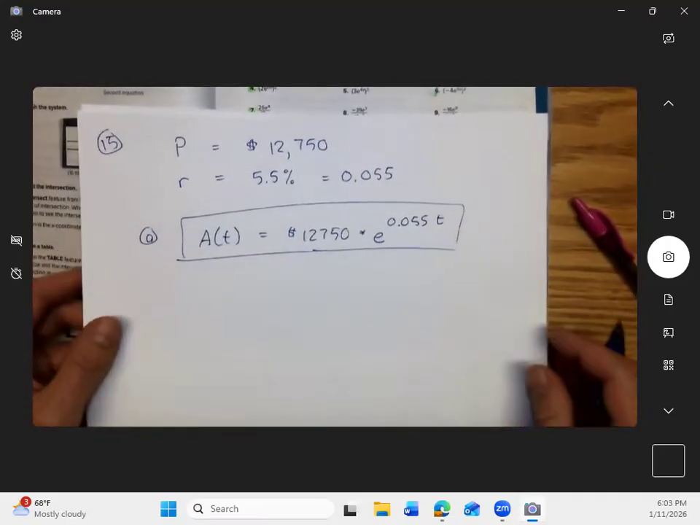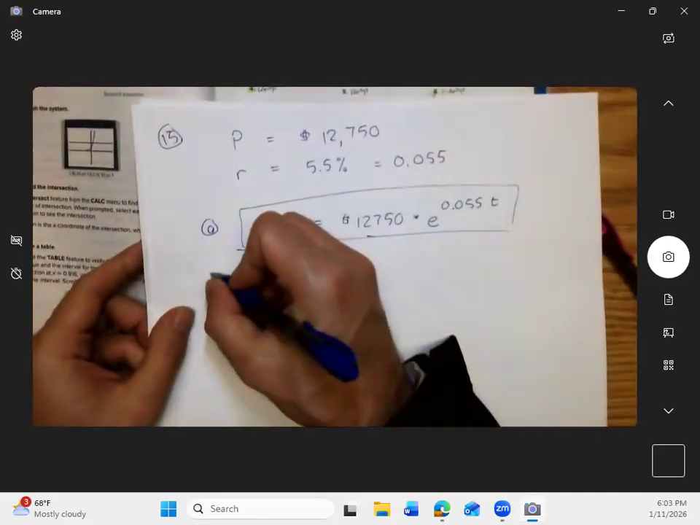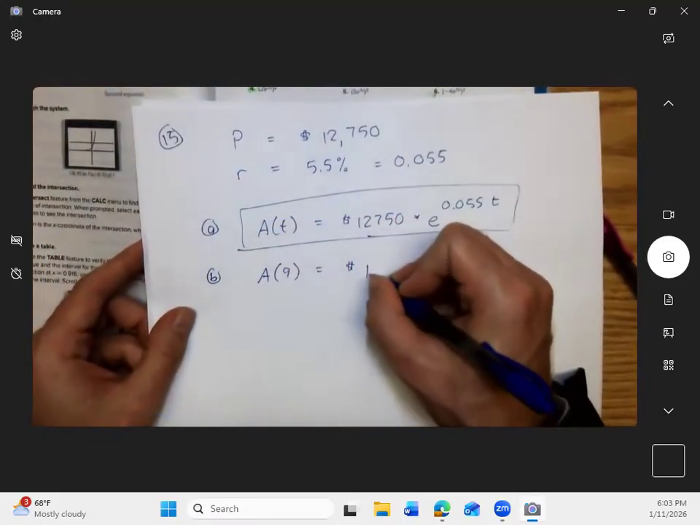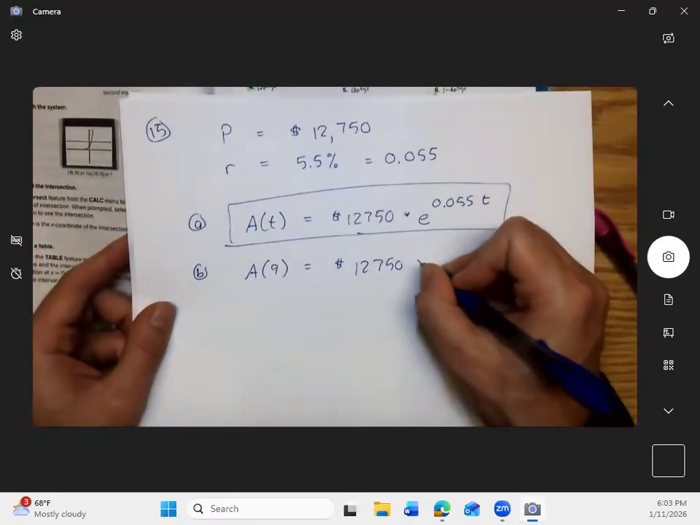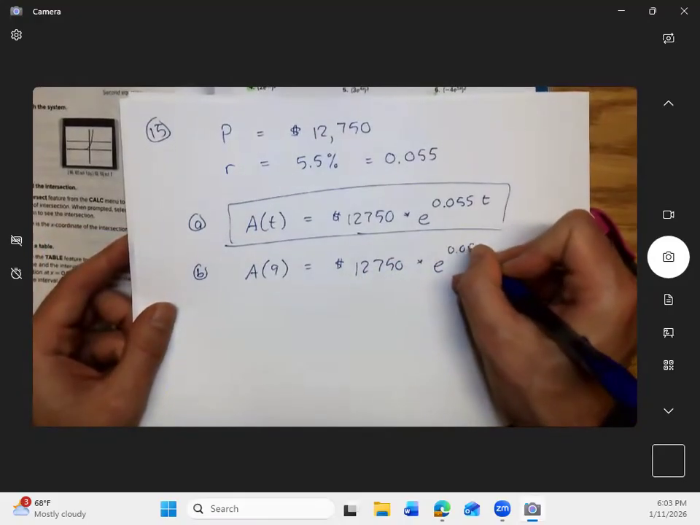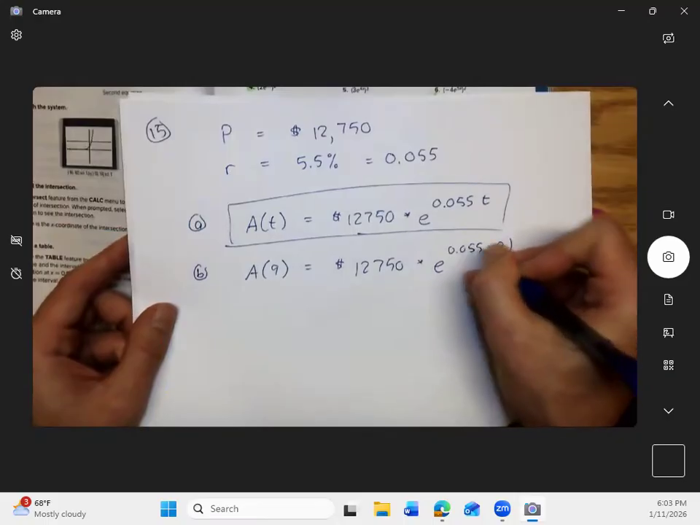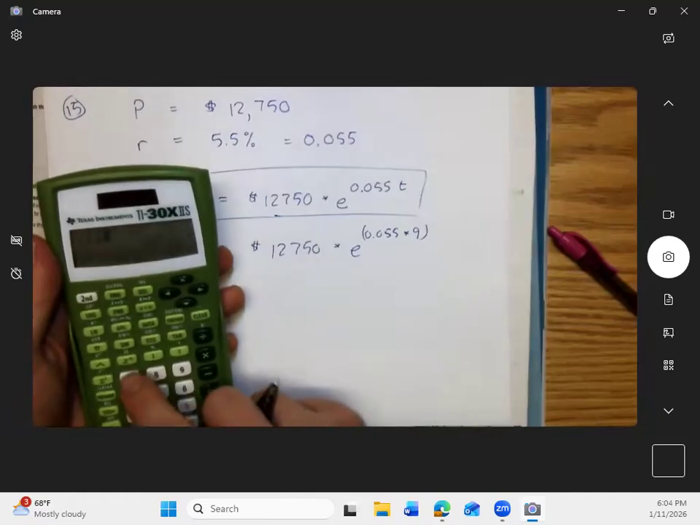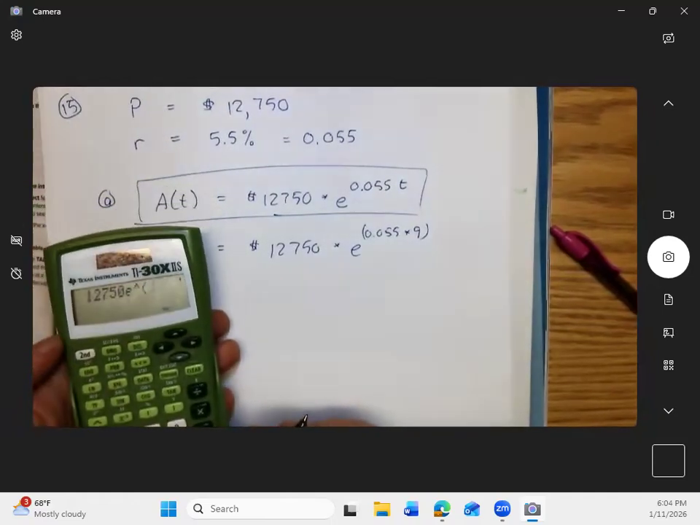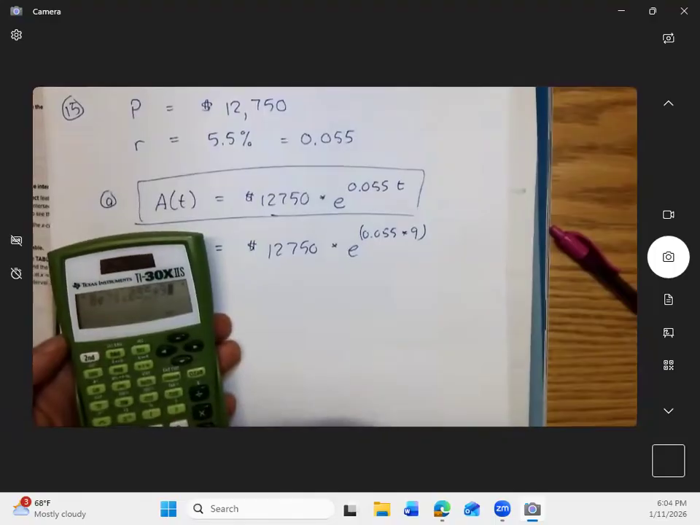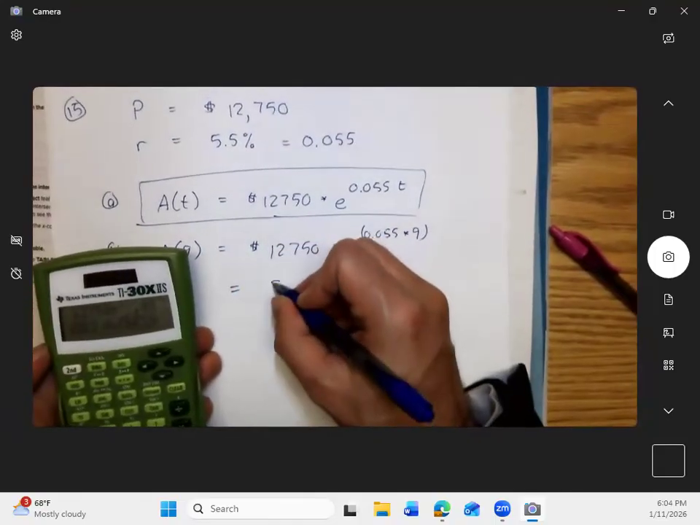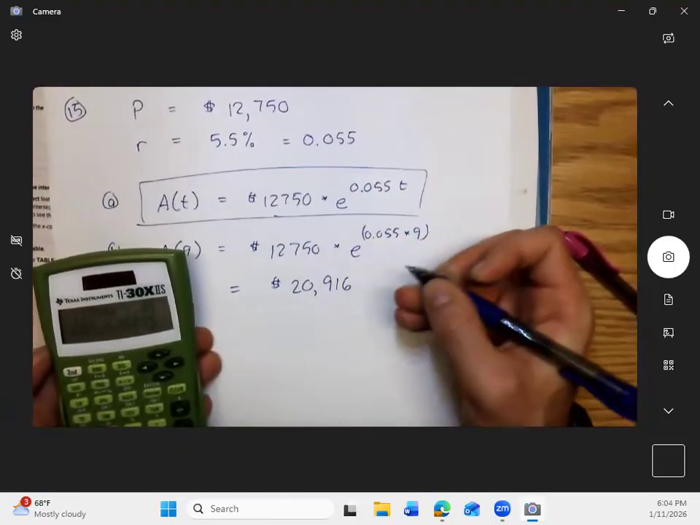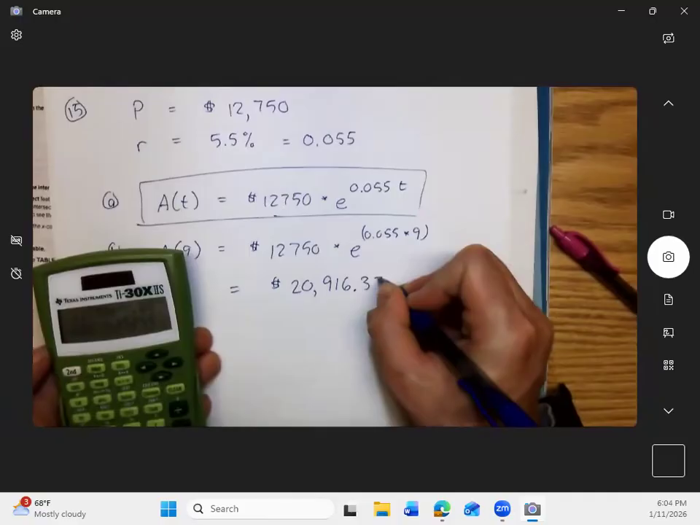And then how much after 9 years? Well, that'd be A of 9. So let's do 12,750 times e to the 0.055 times 9. Right, just put a 9 where the t goes. What is that? 12,750 second e to the power of 0.055 times 9. I'm looking at $20,916 and then 35 cents.